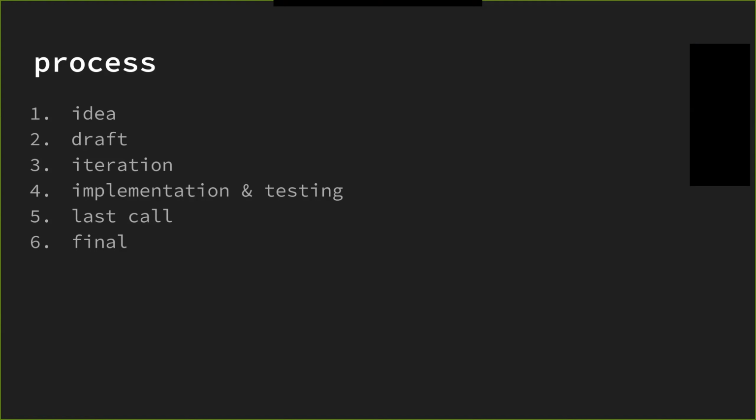But also, I think the general process will always stay the same. And this is, at a very high level, what happens whenever you come up with an idea for an EIP and you move it all the way to some sort of finalized state.